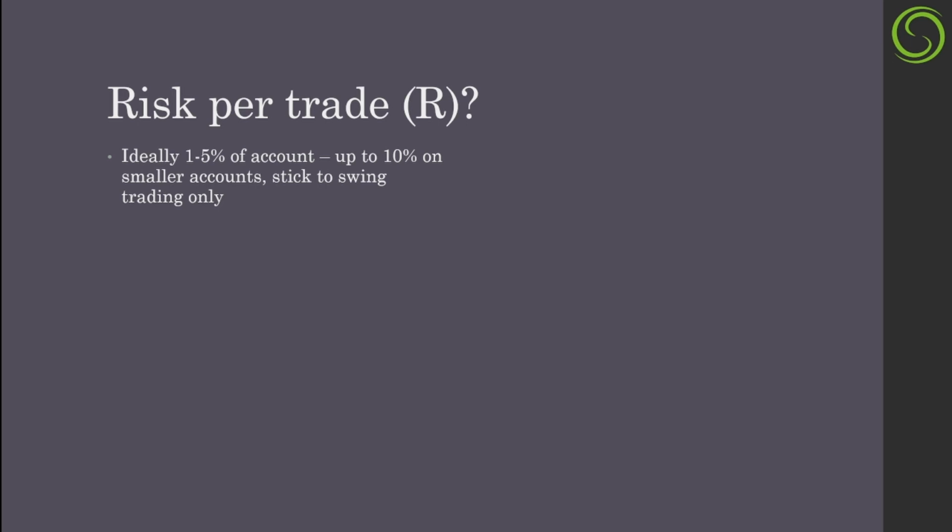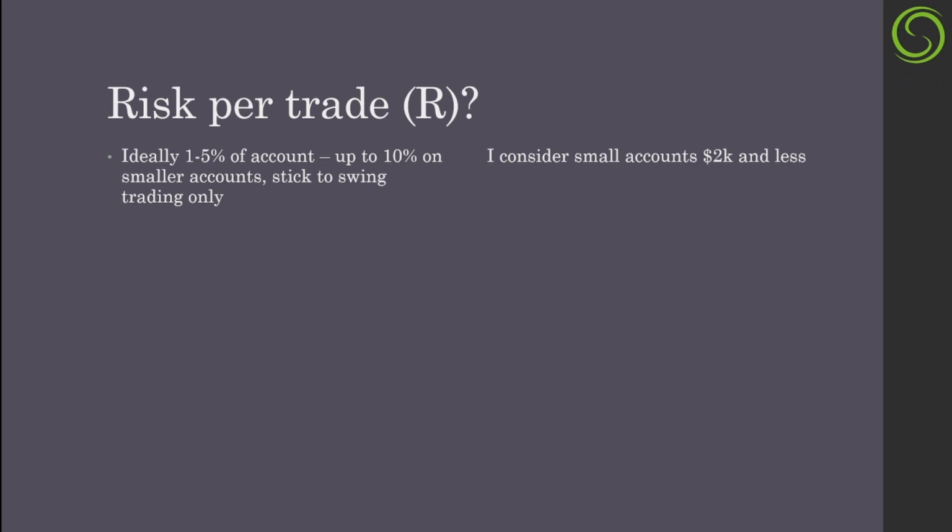But ideally, you want your R to be between 1 to 5% of your account value. This can go up to 10% on smaller accounts, but you want to stick to swing trading only. I consider small accounts anything under $1 million. Now, anything under about $2,000, if you find yourself in this boat, it's not a problem.